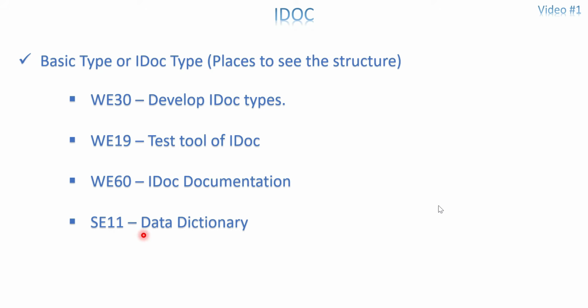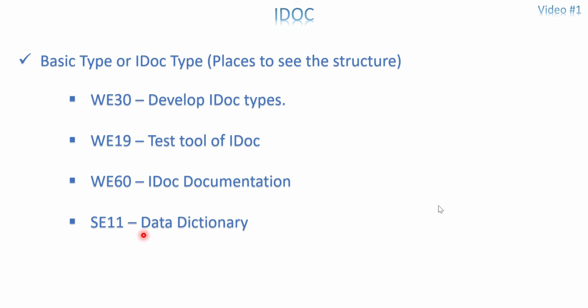SE11 is nothing but whatever name you are seeing, the basic type name, under the basic type we call them segments. Technically we call them segments, but the same name is given for the structure also. So you can go and see the fields in SE11 also. There are different ways to see the basic type. This is very important. As a programmer, we should know the structure of a basic type, because only then are we able to pass the values or receive the values.